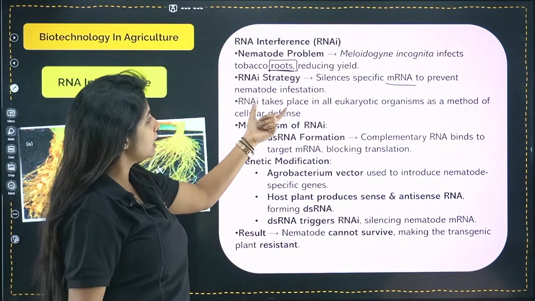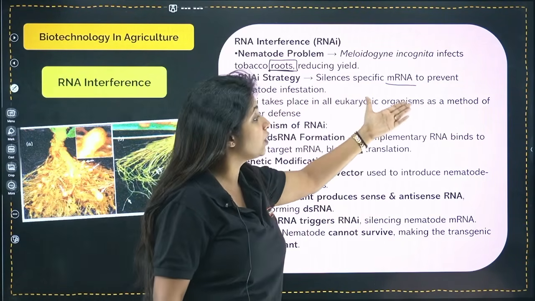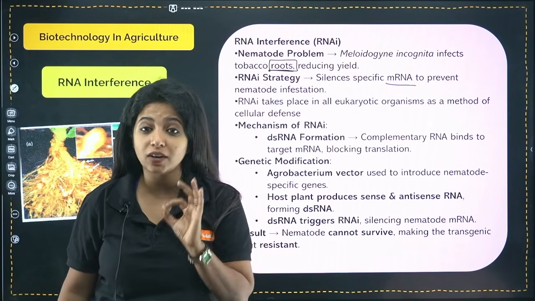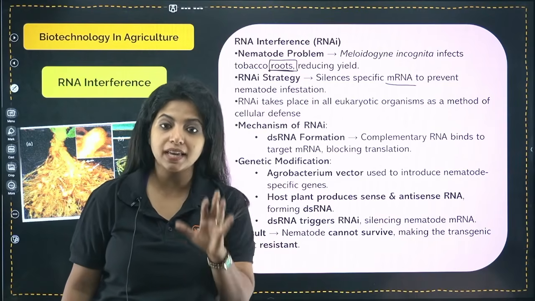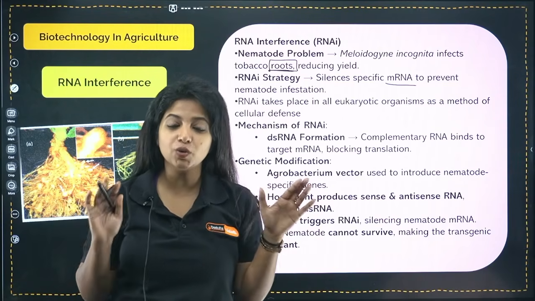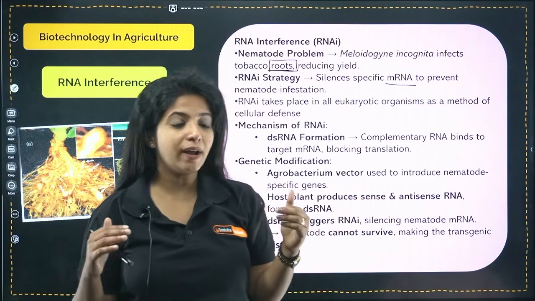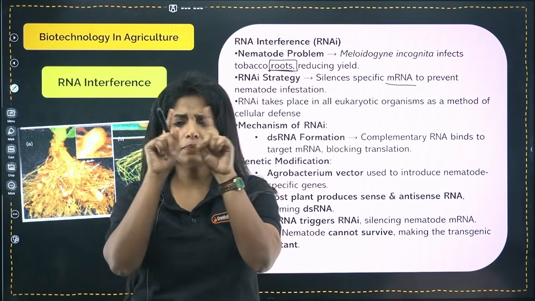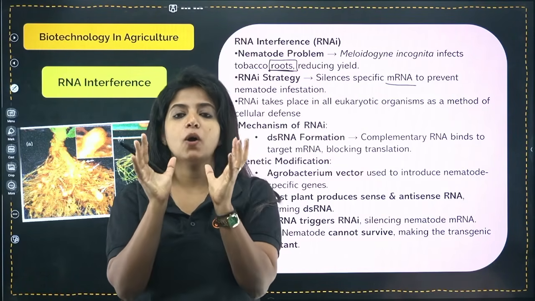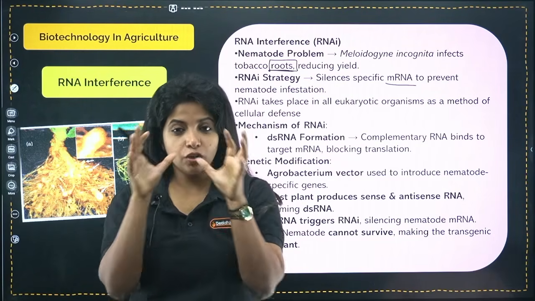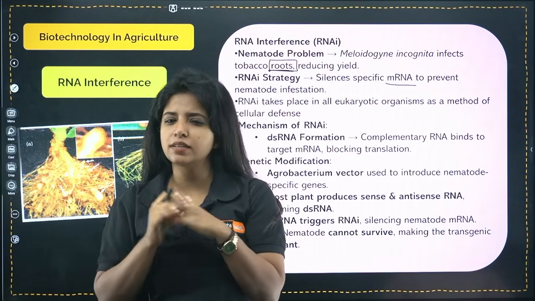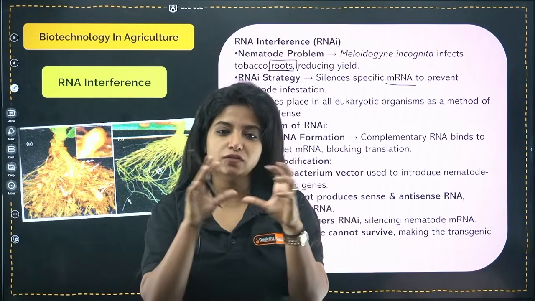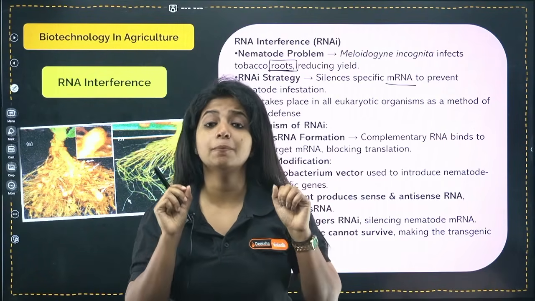Now RNAi takes place in all eukaryotic organisms as a method of cellular defense. So this is very, very important. RNA interference actually happens in eukaryotes. Eukaryotes are basically the ones which are more advanced. Our cells, we are eukaryotes, my dear children. Our cell will be having all the proper things, that is our nucleus is there with a nuclear membrane, there are membrane-bound organelles, lot of things. There are prokaryotes, for example bacteria, they do not have a nucleus and things like that. They're very primitive in nature.